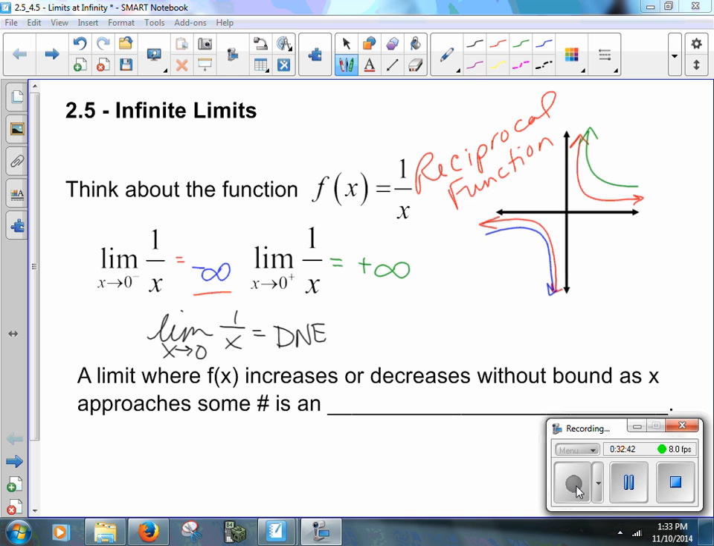Now, a limit where f of x increases or decreases without bound as x approaches some number is an infinite limit. It doesn't matter what x approaches. It can approach 3. It can approach negative 41. But if it is approaching negative or positive infinity without bound, then you have an infinite limit. This is where things change a little bit.